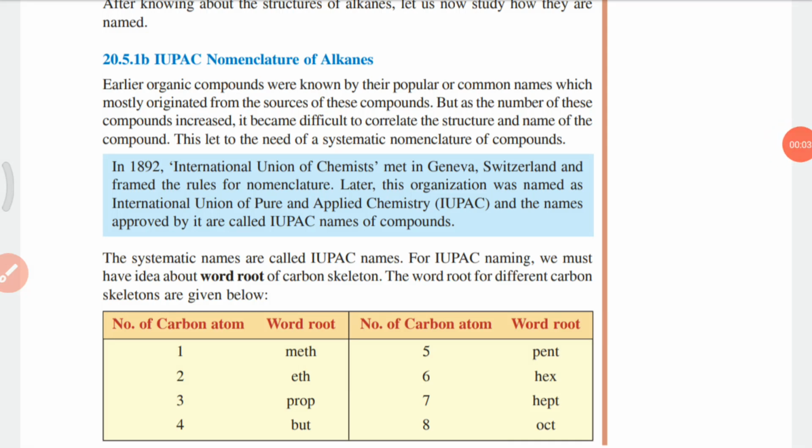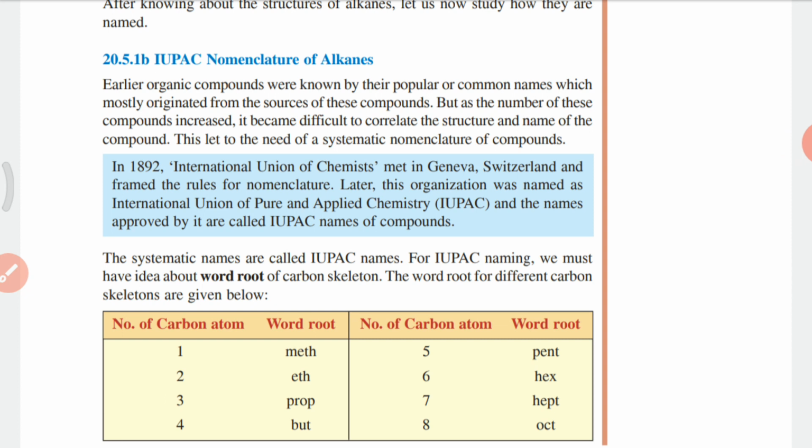In our previous class, we discussed hydrocarbons. Hydrocarbons are the carbon compounds which contain carbon and hydrogen. We studied that carbon forms a number of compounds, so it is very difficult to give names for each carbon compound.